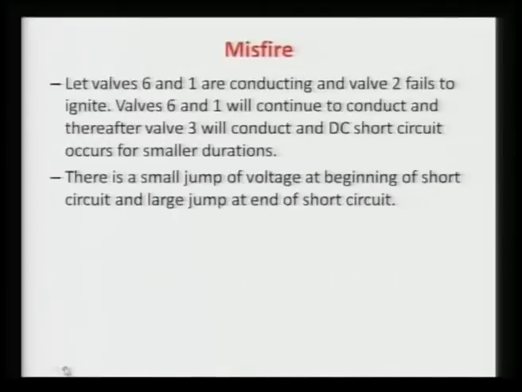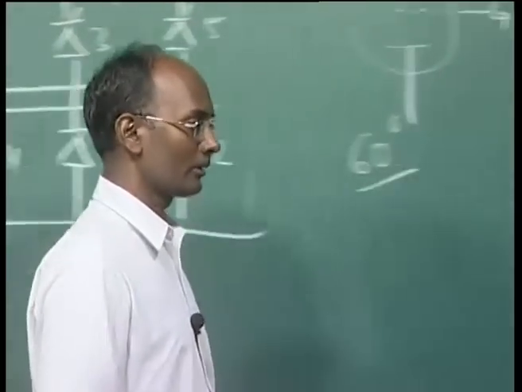Now, let us say the condition that valves 6 and 1 are conducting and valve 2 fails to ignite. So what happens, valves 6 and 1 will continue to conduct, and thereafter valve 3 will conduct, and there is a discharge circuit during that period, which is of smaller duration. There is a small jump in the voltage at the beginning of the short circuit and a large jump at the end of the short circuit. To verify this, let us see and draw the voltage.